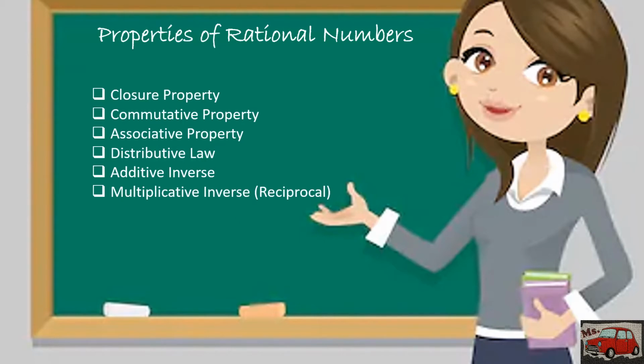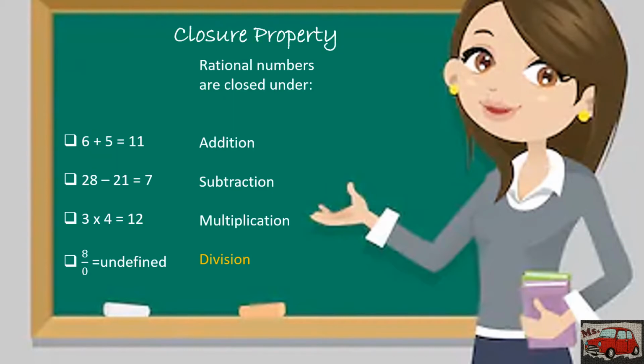Okay, so pag-usapan naman natin yung properties of rational numbers. So, pag pinag-usapan natin yung properties ng rational numbers, may encounter natin yung closure property, commutative property, associative property, distributive law, additive inverse, and multiplicative inverse. Okay, so later we'll have examples. So, just keep watching.